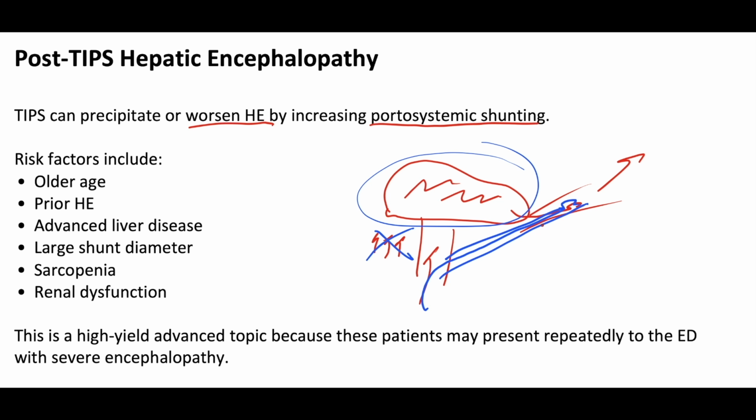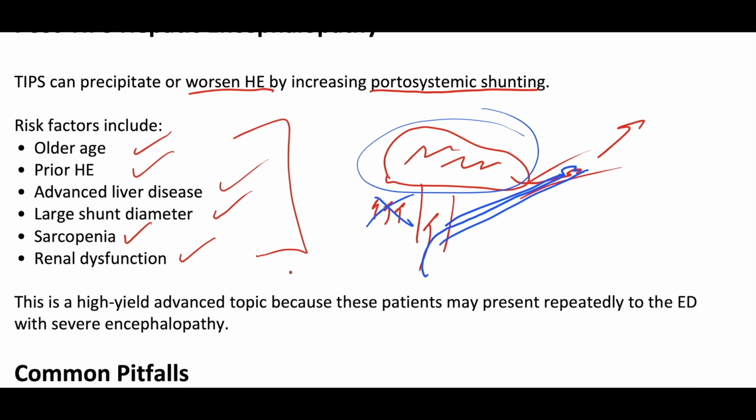Risk factors for those who are higher likelihood to have severe hepatic encephalopathy after TIPS: older age, prior hepatic encephalopathy, advanced liver disease, if the shunt you place has a large shunt diameter, if you don't have enough muscle, remember muscle helps break down ammonia, or if you have any renal dysfunction. This can be really, really significant and important. Now, TIPS can be life-saving for patients. TIPS can be definitely indicated, but this is one of the feared complications that can happen.